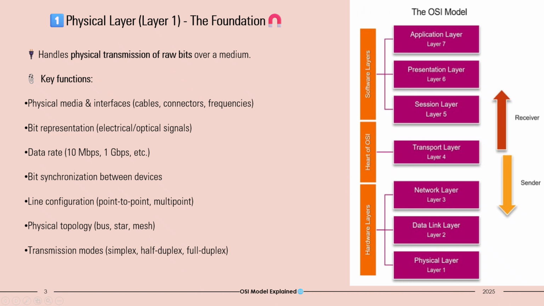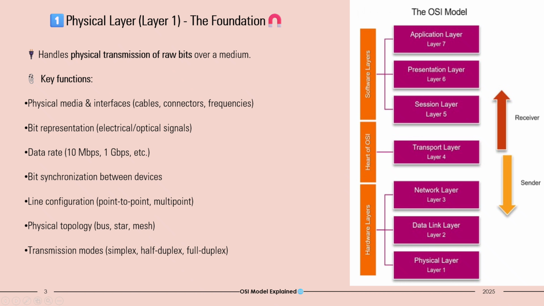This includes specifications for cables, connectors, voltage levels, signal timing, and data rates. Examples: types of cables, copper, fiber optic, wireless frequencies, connector pinouts. Representation of bits. How bits are represented as electrical or optical signals. Examples: voltage levels for 0 and 1. Modulation techniques. Data rate, the speed at which data can be transmitted over the medium. Examples: 10 megabits per second, 1 gigabit per second, 10 gigabits per second.